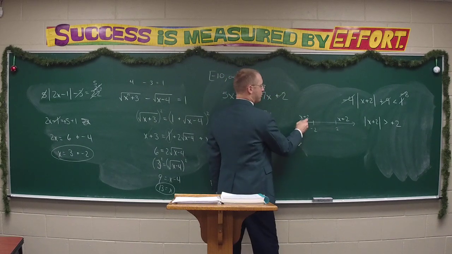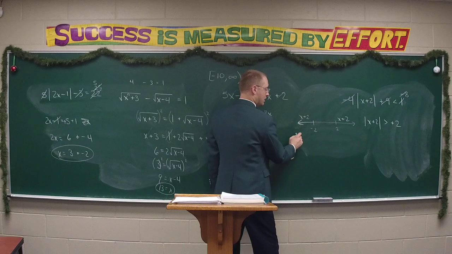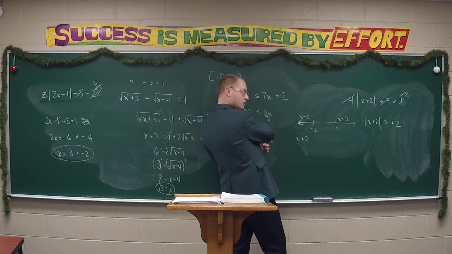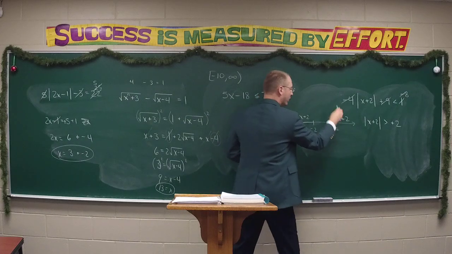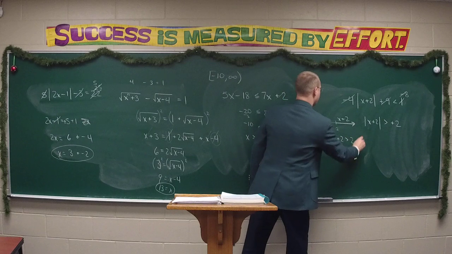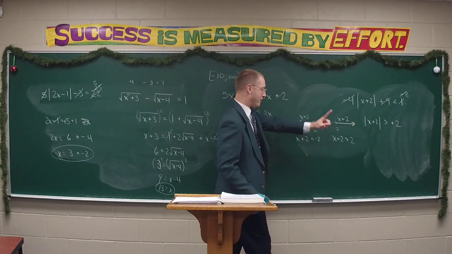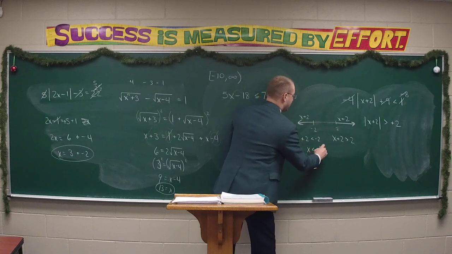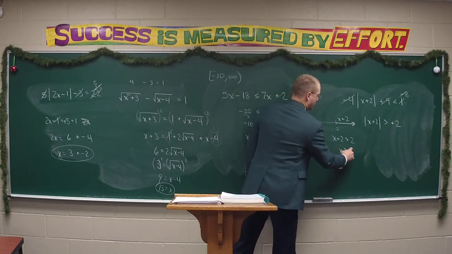I've got everything this way, which means x plus 2 is less than negative 2, or I've got this range, which means x plus 2 is greater than 2. And when I subtract the 2 everywhere, I end up with x is less than negative 4, or x is greater than 0.